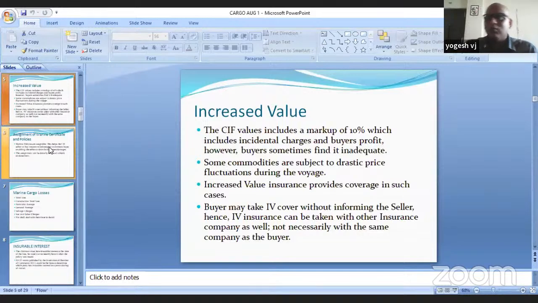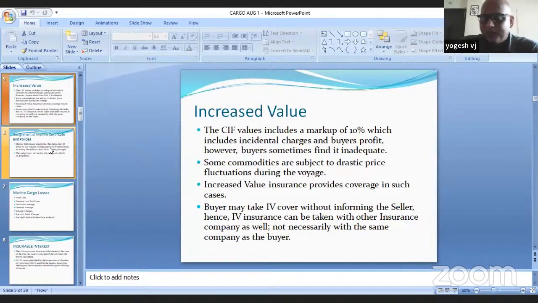See, what happens is some commodities have drastic changes in their prices. On the day when they are shipped from one port to another, their price is X. And when they reach the destination port, their price is Y, and X is lesser than Y. So in order to take care of this, the person who is sending these goods to the destination port can take a separate increased value insurance, and he can take it from some other insurer also. Meaning, the cargo from here to there is with New India, but he can take increased value insurance from, let us say, United Airways or maybe some other company. So let us just go through it.